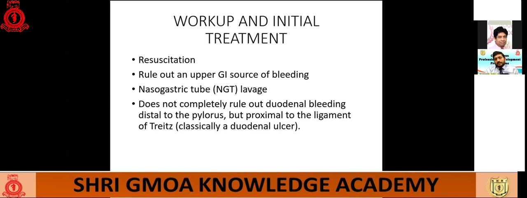So how are you going to work up a patient coming with moderate to severe bleeding? You don't see this in the GP setup. These patients come straight away to hospital, so they are critically ill. You need basic resuscitation. And then we have to rule out any upper GI causes for this lower GI bleeding. As I told you, about 15% of the time it's an upper GI cause. The easiest way is to put in an NG tube, aspirate, and see whether there's blood in the NG tube. From that, we can rule out any upper GI cause.